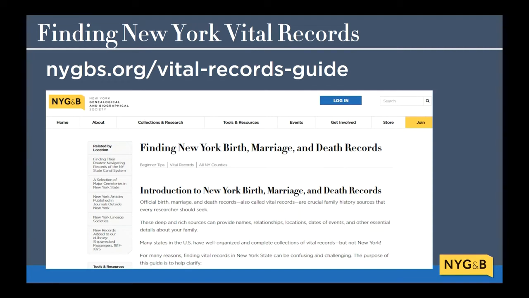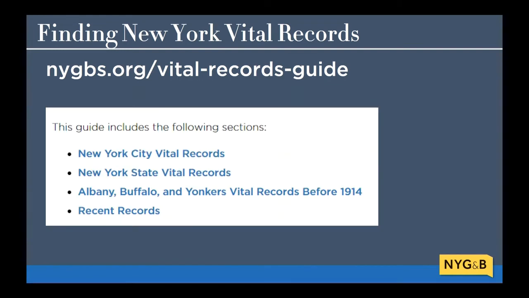No matter when or where your ancestor lived, you should be able to use this guide to find links to online indexes, records, or other resources to get the record you're looking for. So head over to nygbs.org/vital records guide, also linked in the handout for this session, and read the introduction to get started. The guide breaks things down by location first, so as you can see here in the table of contents, you would navigate to the section that applies to your research.